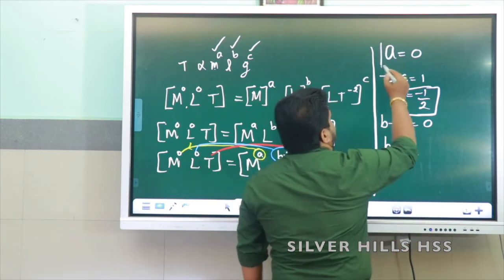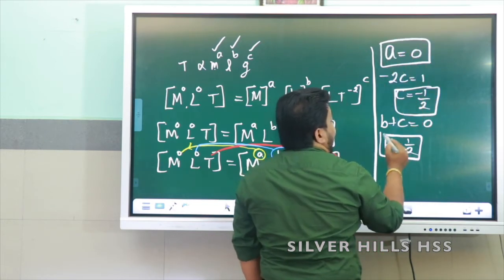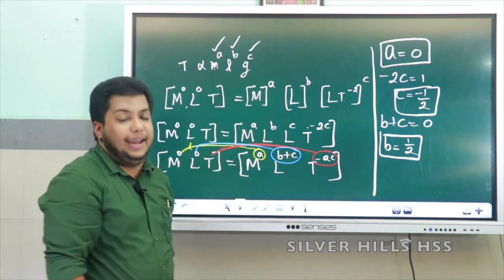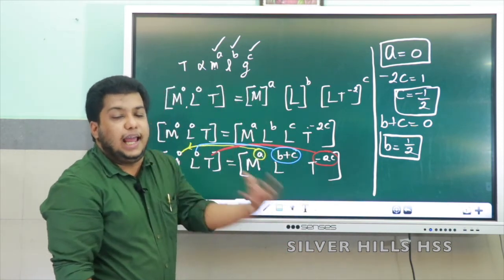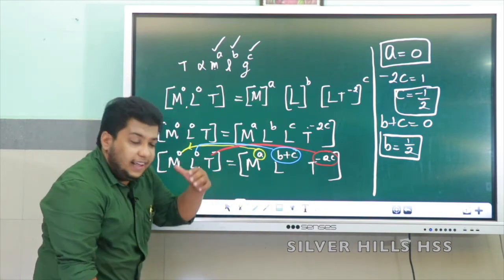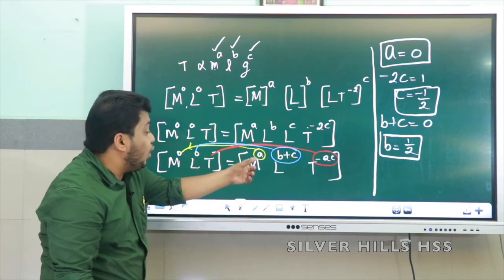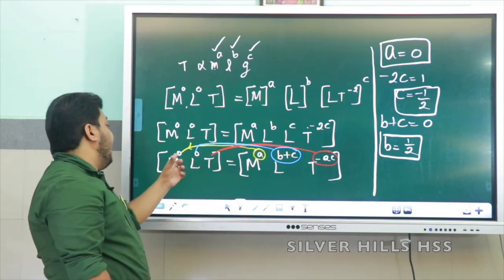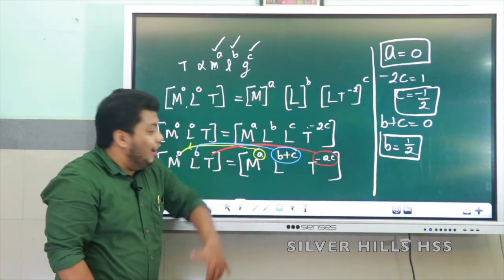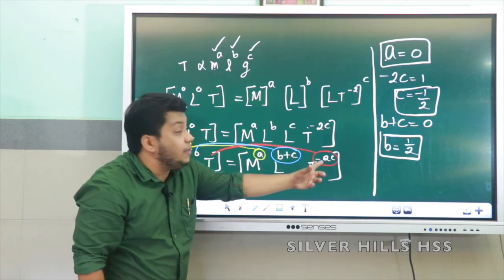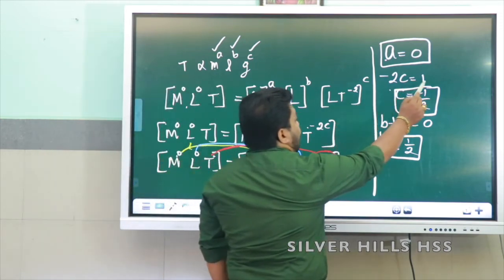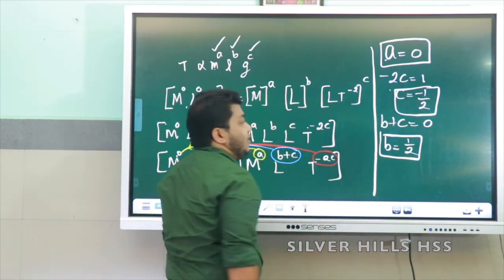So now I have obtained a, b and c. By which method can we calculate a, b, c? By using dimensional analysis. On the right side, the power of M is a. On the left side, that is 0. So a is equal to 0. On the right side, the power of T is minus 2c, and on the left, that is 1. So minus 2c is equal to 1, so c is equal to minus 1 by 2.